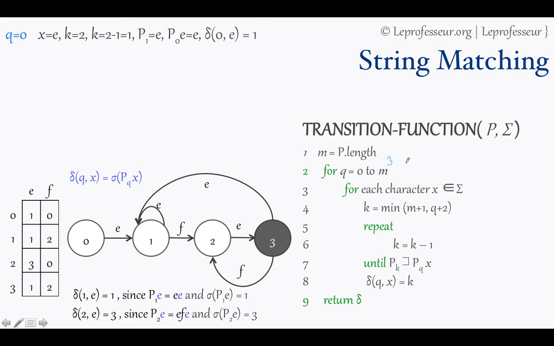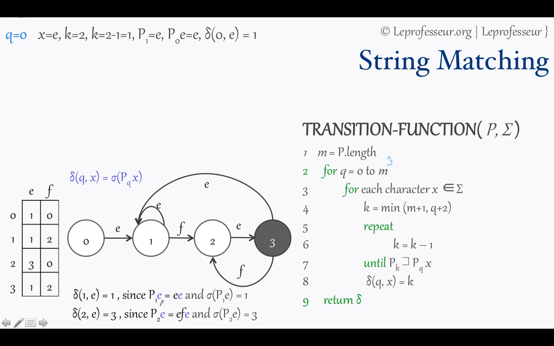So 3 plus 1 is 4, and then q is 0. 0 plus 2 is 2. Okay, so we get k equals 2, and then we repeat this step until k equals k minus 1, 2 minus 1, 1, until we find that p of k, p of 1, is equal to e.